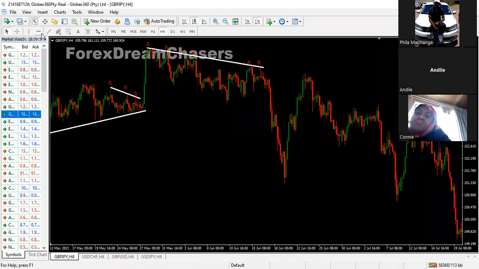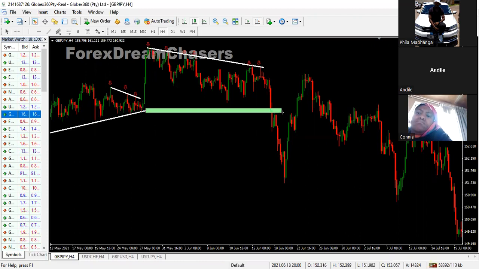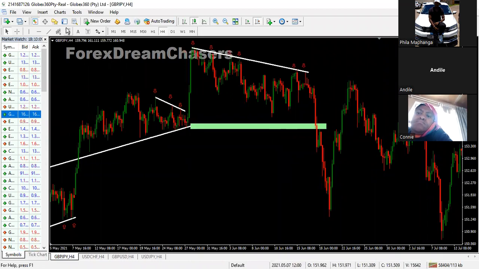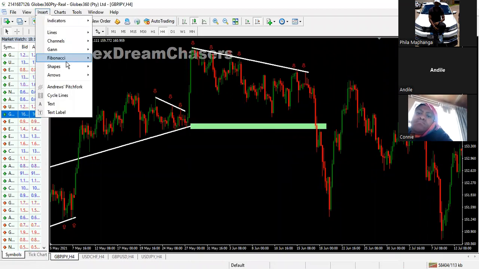Number one, we're going to have our first take profit here. Our first take profit is going to be here. Can you see this? Our second take profit is going to be here, where the price actually turned.